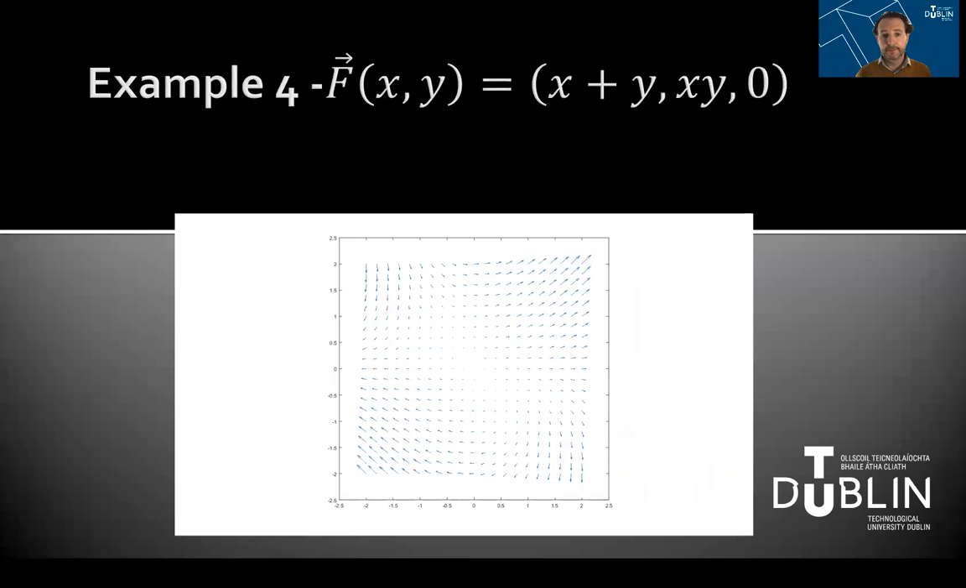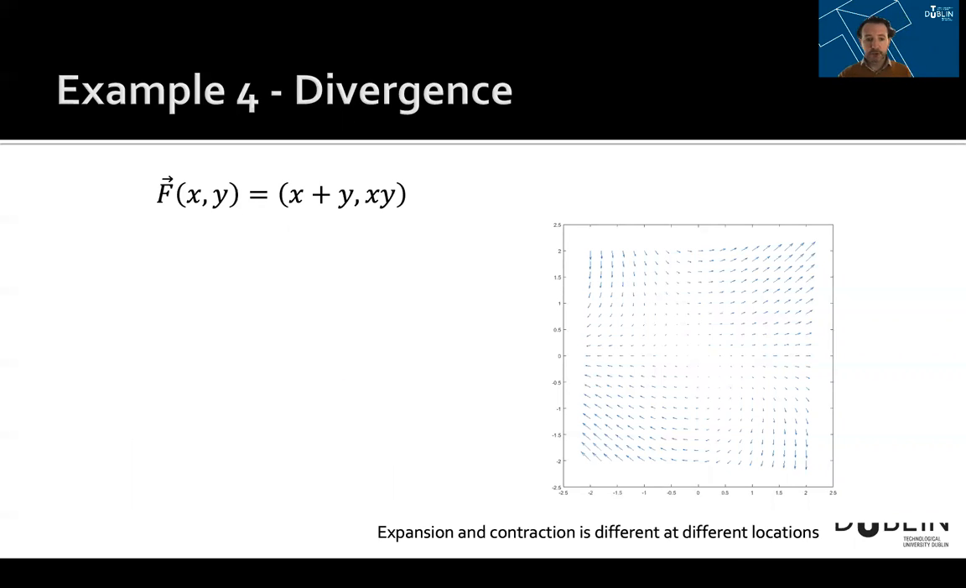Our last example, example 4. Now, maybe that's some inflow, maybe that's some outflow, but it's hard to see. So let's do the maths. So we have our function, F of x, y is equal to x plus y, xy. The x directional part is x plus y.